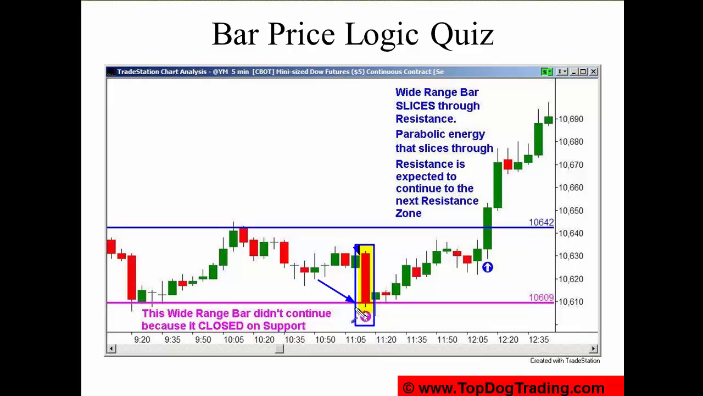Problem is, where does it come in? It comes in right at previous support. And it doesn't slice through it, right? It stopped there. It stopped there. If it had closed way down here, then I would say, okay, maybe this thing will follow through. But it didn't. And that's why we have to take these in the context.